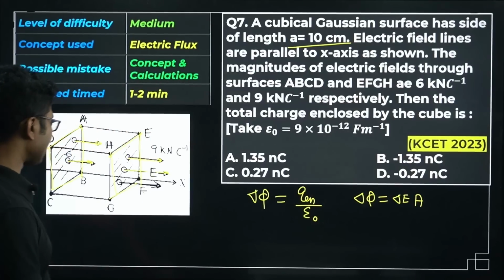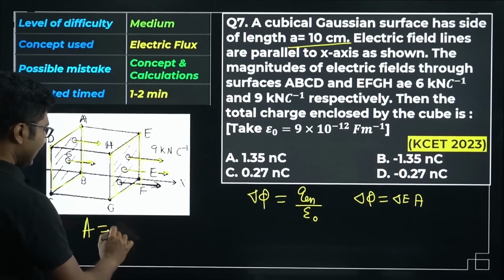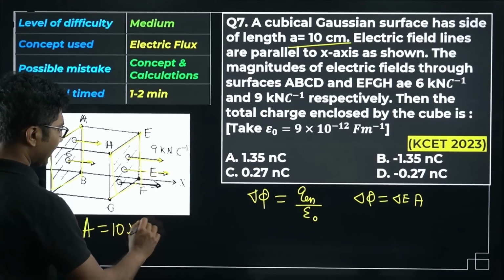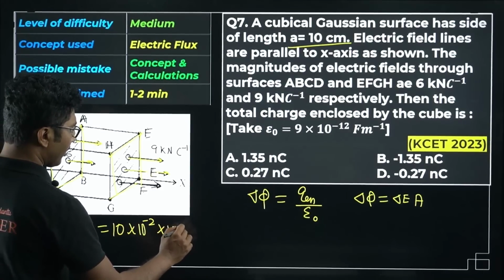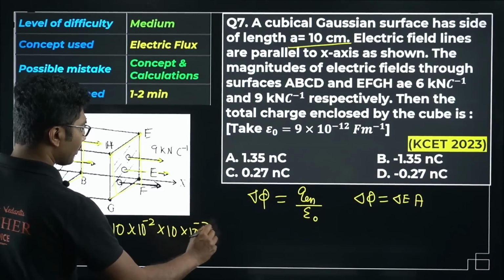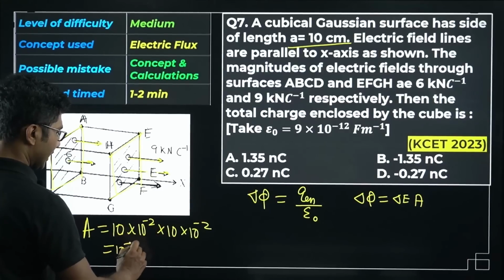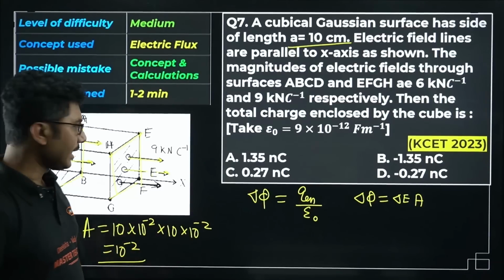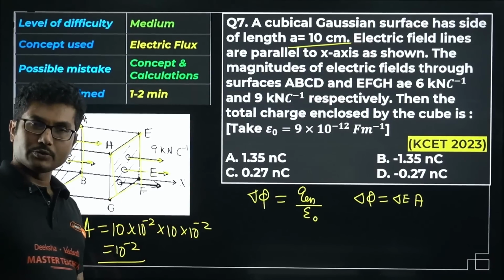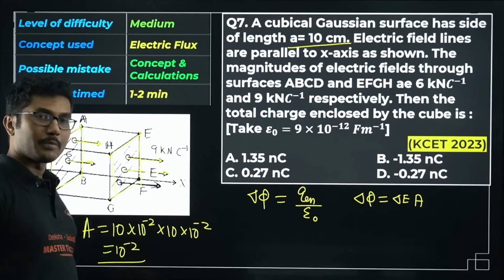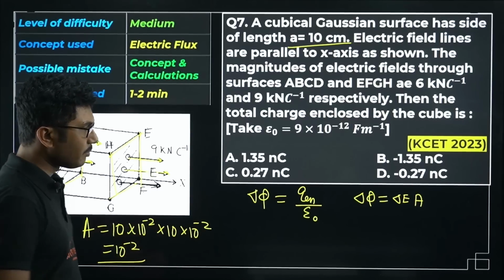So what is the surface area? Surface area is 10 into 10 to the power of minus 2 into 10 into 10 to the power of minus 2. So it will be 10 to the power 2 into 10 to the power minus 4, so it will be 10 to the power of minus 2. This is an easy calculation, right? 100 into 10 to the power minus 2 is basically 1, and another 10 to the power minus 2 still left, so 10 to the power of minus 2.